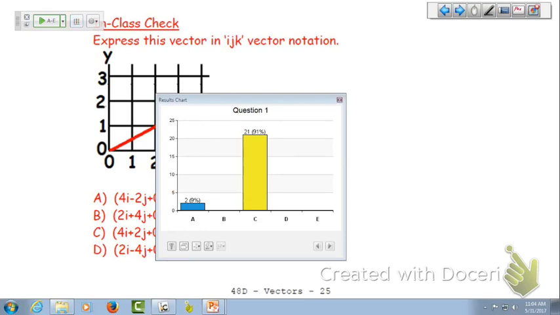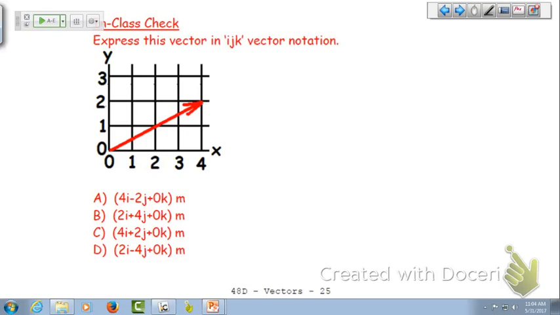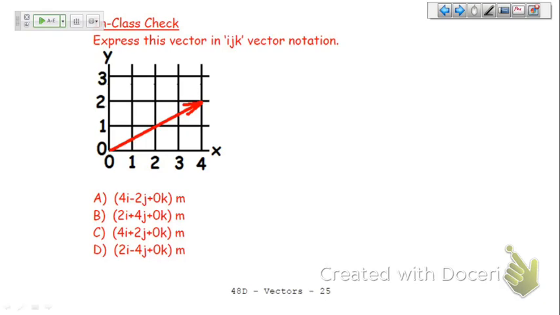We're going to see, pretty well everybody's saying C. Let's have a look and see where that comes from. Basically, do the x bit, and the x bit is like that, and that's 4 in the x direction, which is 4i. And then we do that bit, and that is 2 in the plus y direction, so that would be plus 2j. So that would be 4i plus 2j. There's no k. Cool.